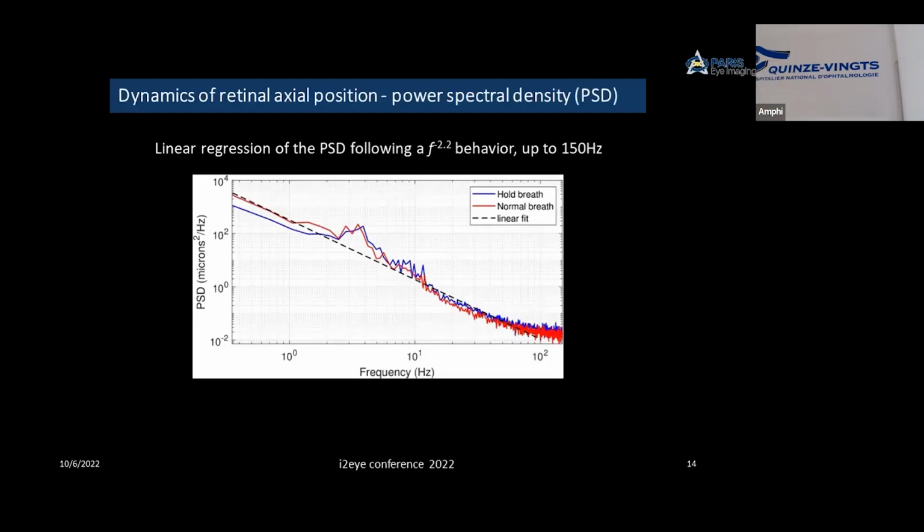Then I computed the power spectral density in the frequency domain. This is the average PSD among all 14 subjects, where the blue line is for the case of breath holding and the red line is for the case without breath holding. Here we can find a linear regression, and we can find dynamics of the axial motion up to 150 kilohertz, and then we reach the noise level, which is because of the limit of the bandwidth.